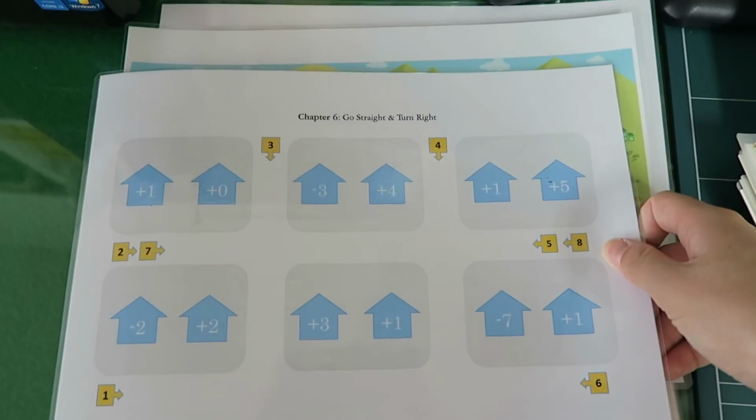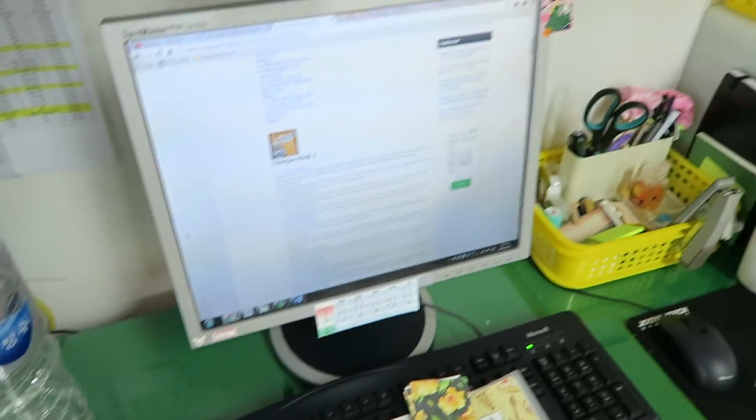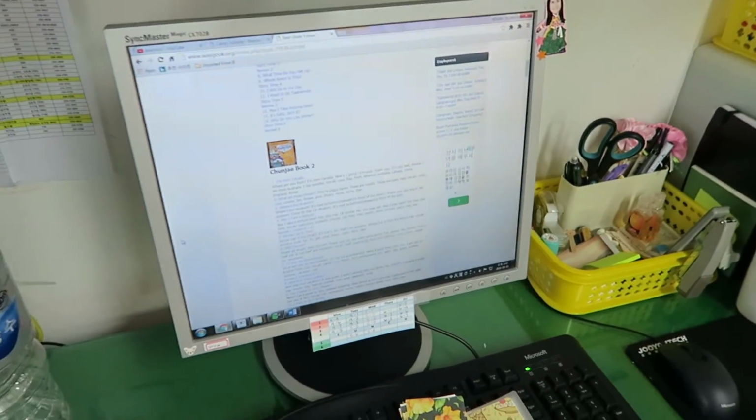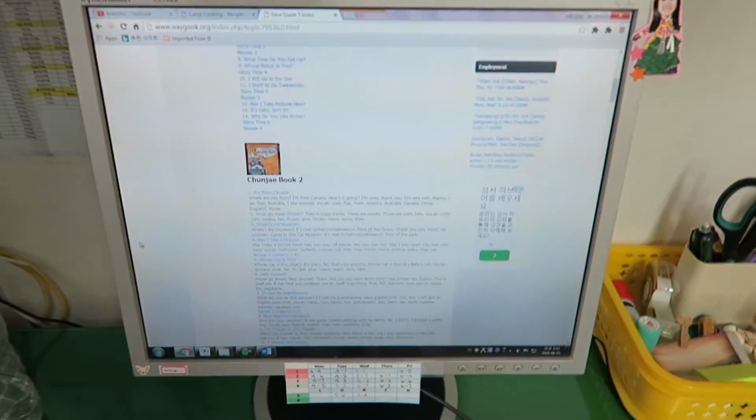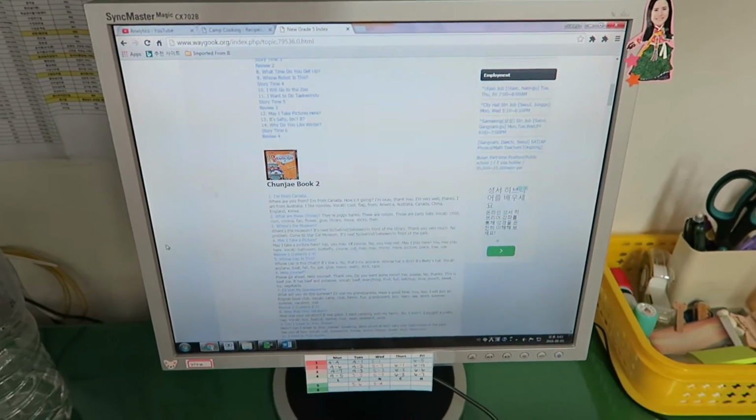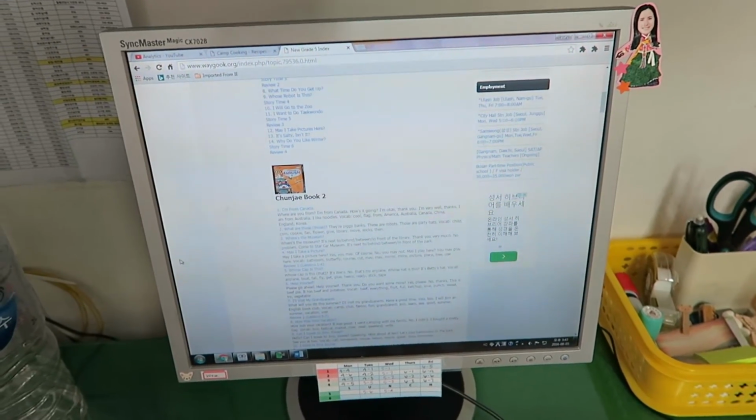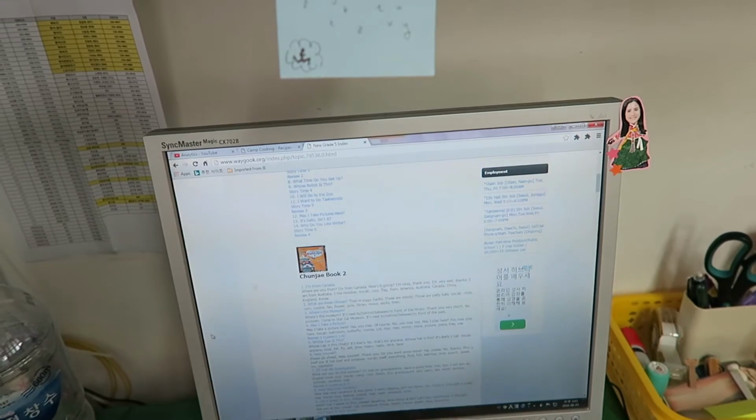So it's totally up to you. You could just use the materials on Waygook as is. You don't have to be like me and go in and redesign everything like crazy. That's just what I like to do. I like to do designy things.